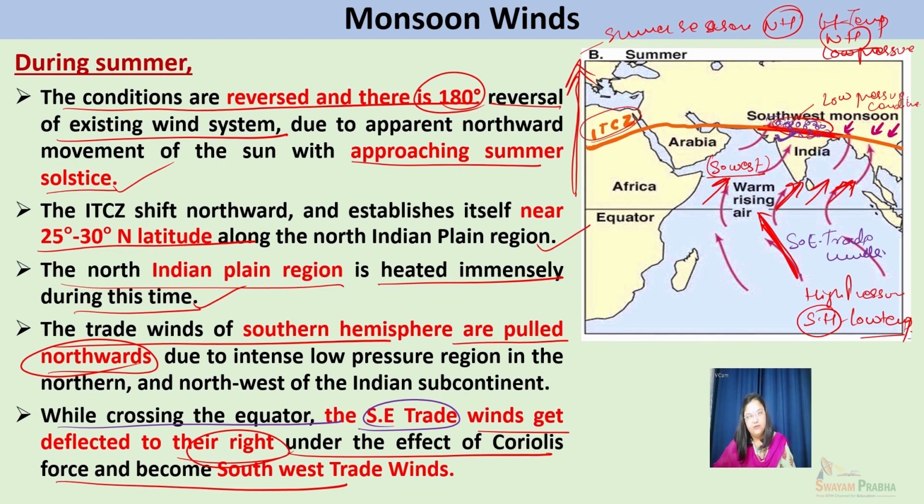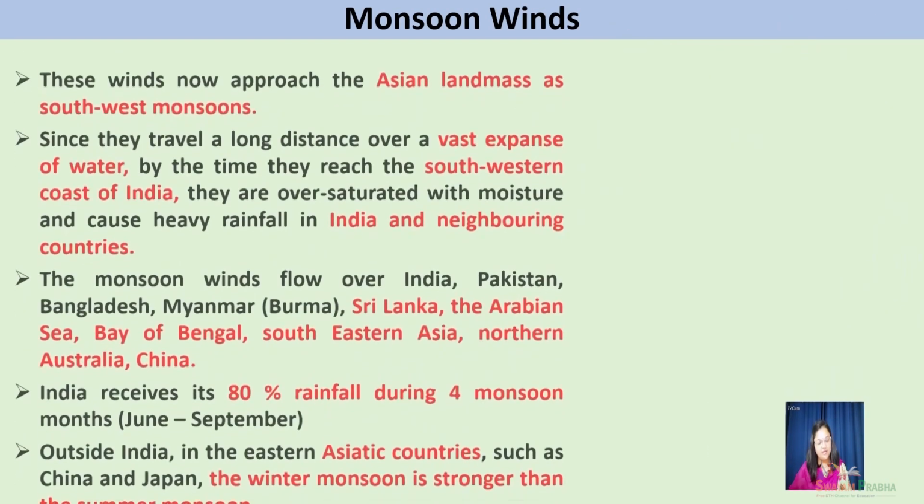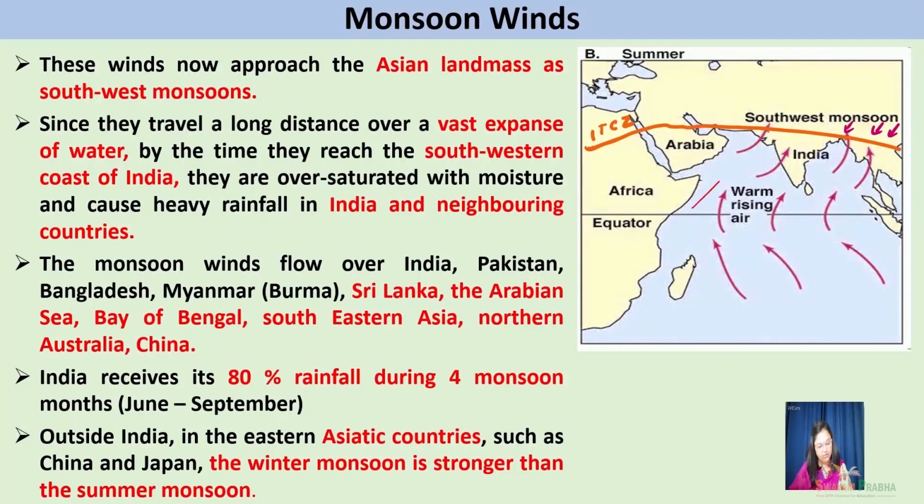Now, as the southwest trade winds continue their northward journey and approach the Asian landmass, which is very intensively heated and is the center of low pressure, and since these southwest trade winds travel long distances over a vast expanse of water in the Indian Ocean, Bay of Bengal region and Arabian Sea region.